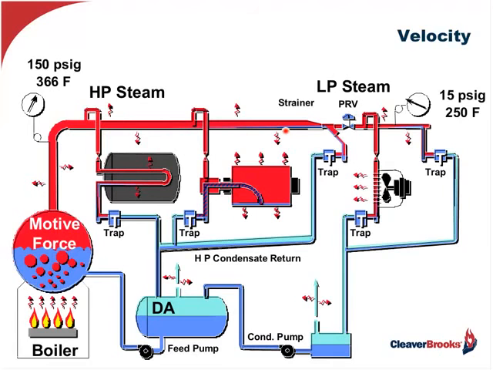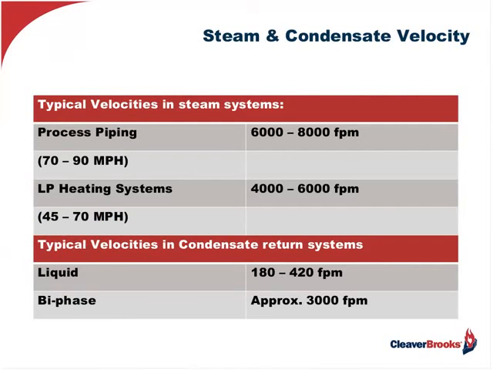As far as the velocities are concerned, with process piping, we're normally talking in the area of between 6,000 to 8,000 feet per minute of that steam whistling down that pipe. It's between 70 and 90 miles per hour. Low pressure heating systems, a bit slower. Of course, you've got more volume there. You've got larger piping, 4,000 to 6,000 feet per minute.